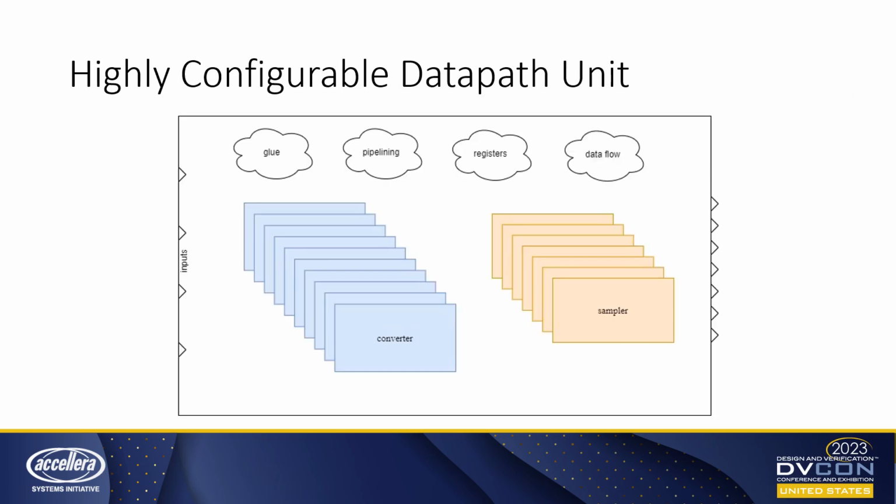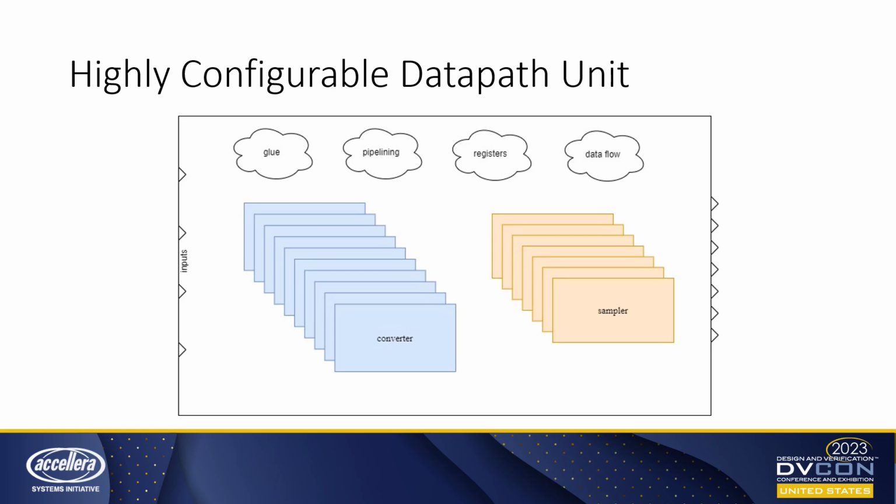Consider the case of a highly configurable data path unit, which might be part, for example, of an image processing pipeline. Such an IP would then consist of a number of primary inputs, which would source data from different points of the pipeline. And the data would typically have different data formats.